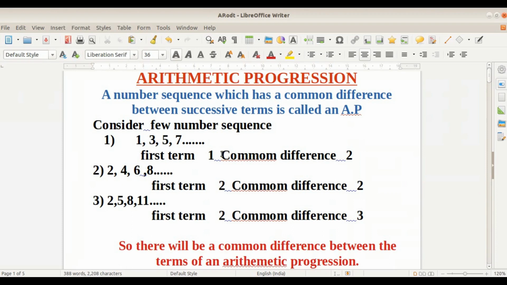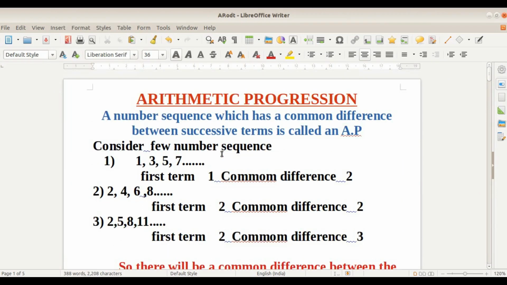In every number pattern we discussed, there is a common difference between the successive terms. Our new chapter is arithmetic progression. A number sequence which has a common difference between successive terms is called an AP. Arithmetic progression, simply we are calling AP.